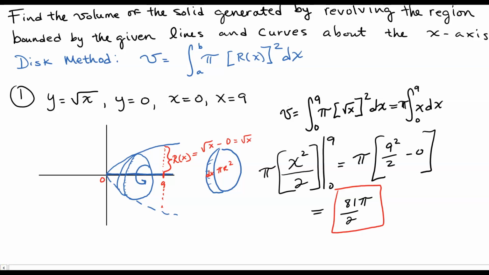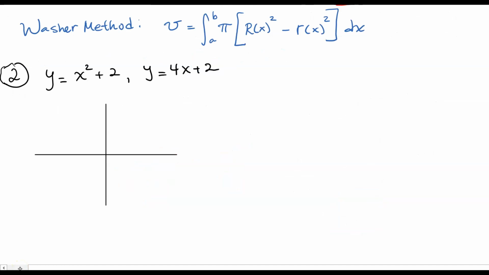So hopefully this was a good example for you, and we're going to take a look at another example next using something called the washer method. So stay tuned for that one. Okay, now in the next example, we're going to be talking about something called the washer method. And before I explain the formula, let me just show you what the graph of this would look like, and then we'll go from there.